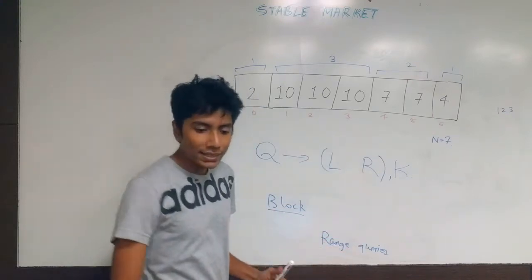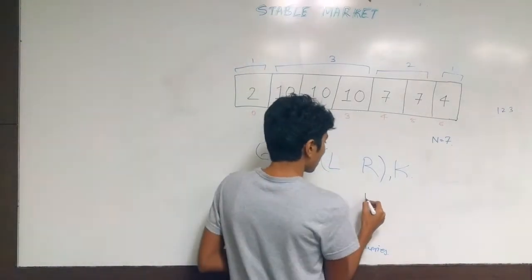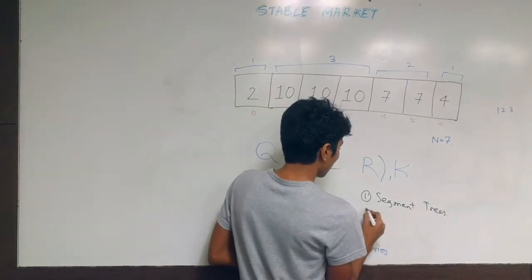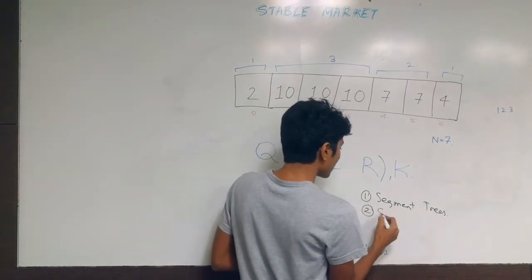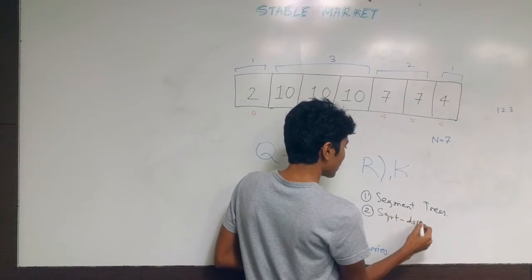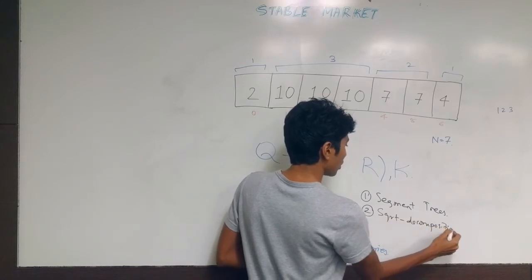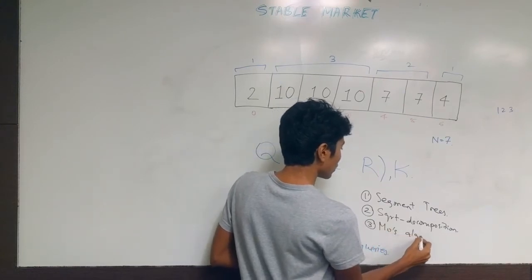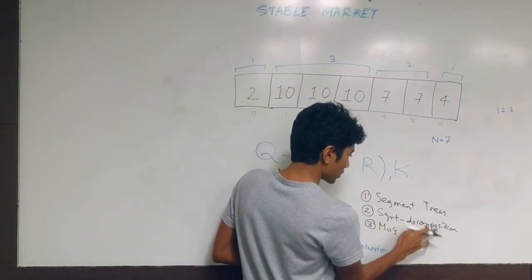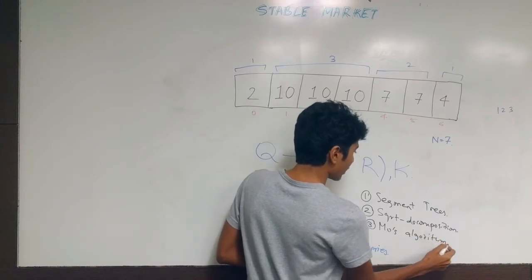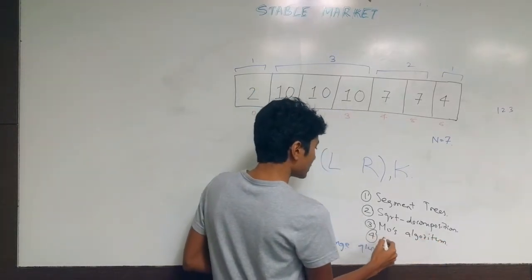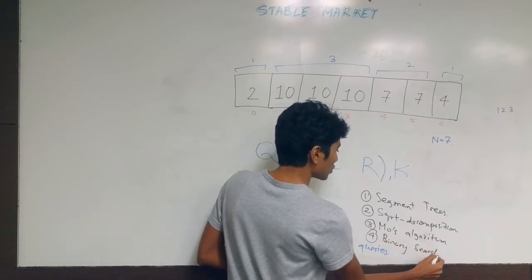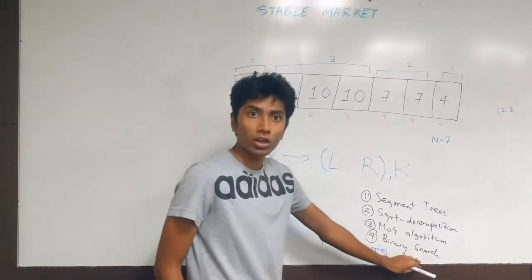Quickly discussing a few of the approaches, segment trees can be applied. Very similar to how you apply segment trees is the square root decomposition technique. The third thing you could do is use Mo's algorithm, which is called offline query in the editorial. And fourthly is binary search. The most efficient approach is using binary search, so that's what we'll be talking about.